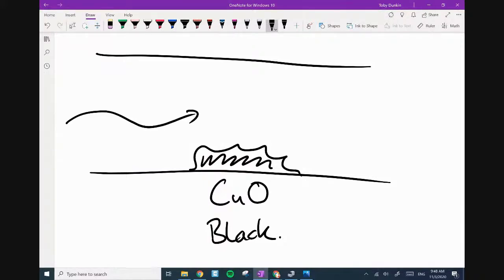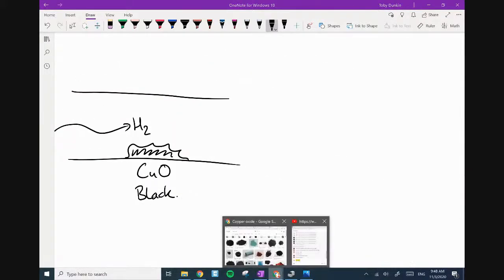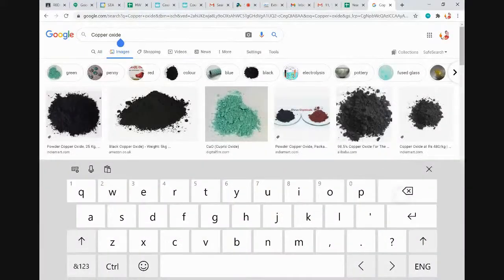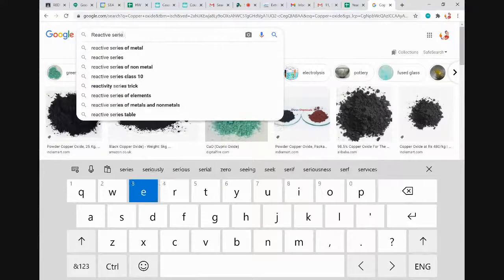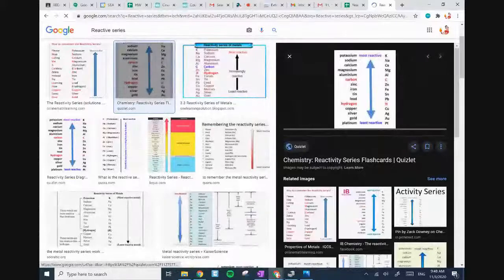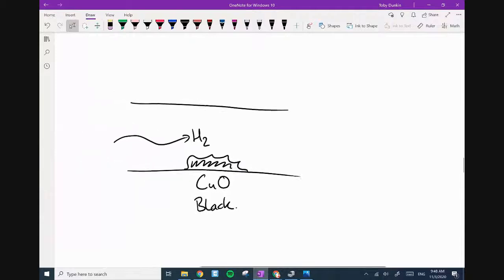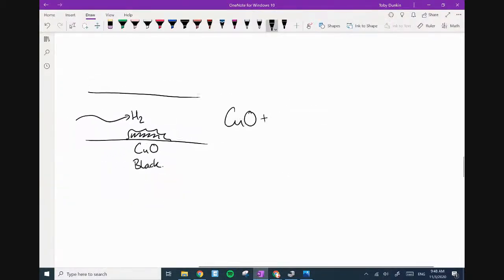Now, what we're going to do is pass hydrogen gas over the surface. Hydrogen gas, as we all know, is more reactive than copper. It's in the table, the reactivity series. There's hydrogen, so the hydrogen is above copper. If hydrogen is above copper, that means it's going to displace it. The copper oxide is going to react with the hydrogen to form water and copper metal.